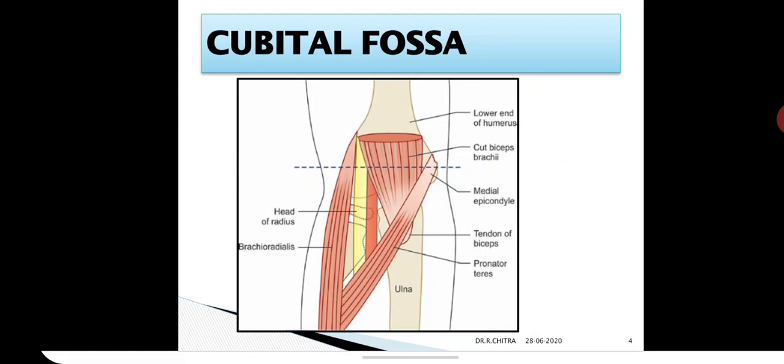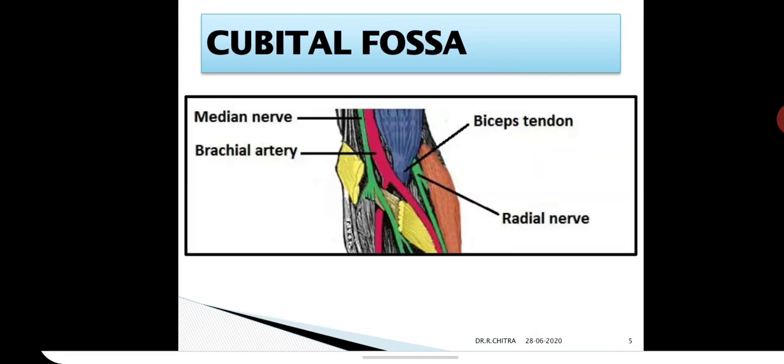Contents of the cubital fossa are, from medial to lateral, median nerve, brachial artery, biceps tendon and radial nerve. How does the median nerve leave the fossa? The median nerve leaves the fossa by passing between the two heads of the pronator teres. What are the branches of the brachial artery in the fossa? Radial artery and ulnar artery.